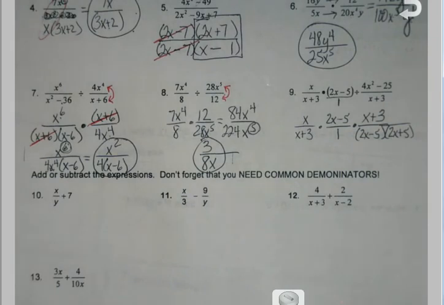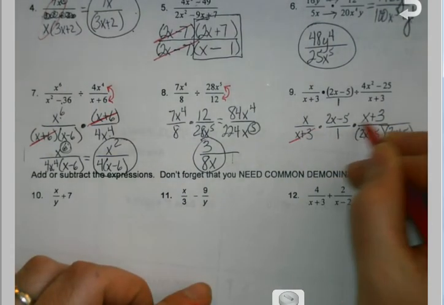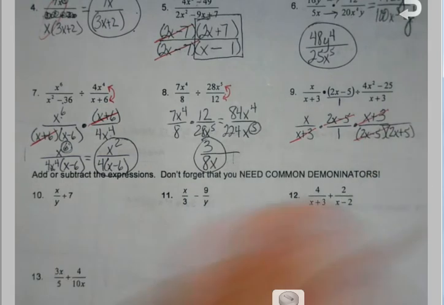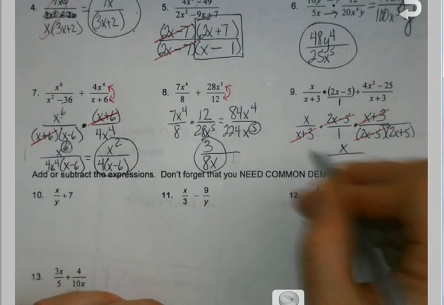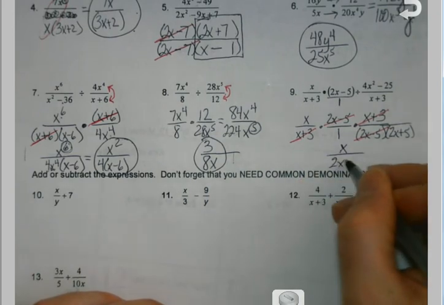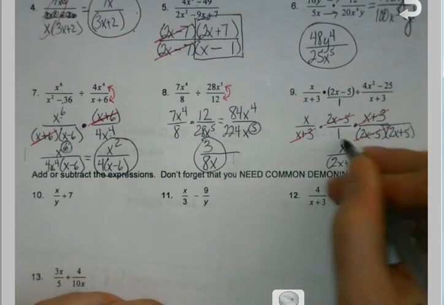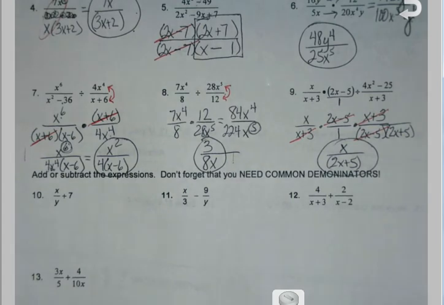At this point, again, once we're in multiply, we can go ahead and cancel our like quantities. I got an x left in the numerator. I got a 2x plus 5 left in the denominator. And I'm good to go.